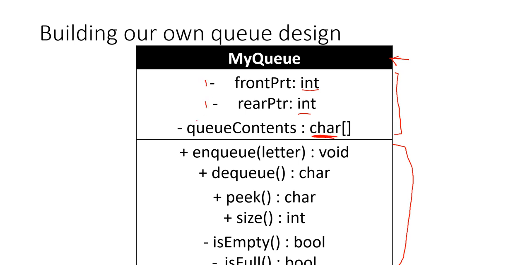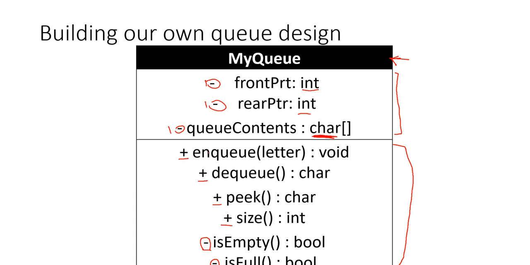Notice all of the properties have a minus next to them. That's indicating that they are private, the private access modifier, so they can't be accessed from outside the class. The pluses down here are public, and the two minus ones are private again.